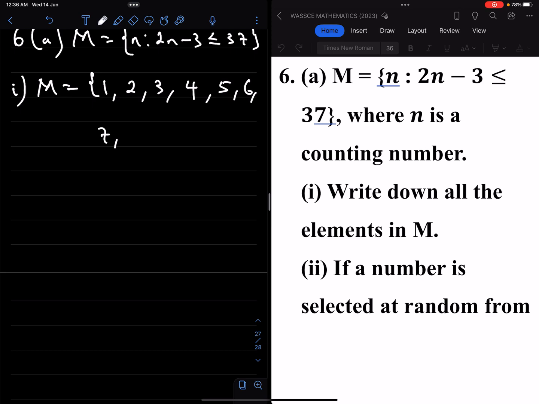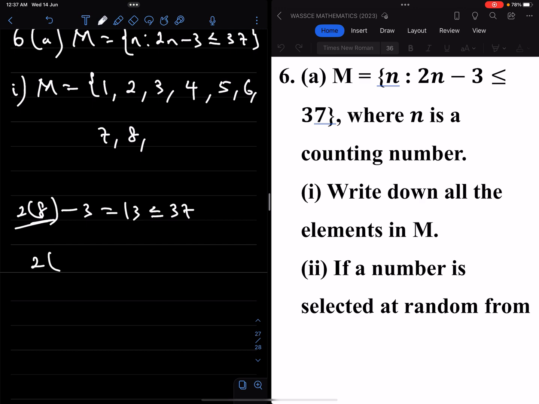We go to 8. 2 times 8 minus 3 is equal to 16 minus 3, which is 13. And that also satisfies the condition less than or equal to 37. It must be less than or equal to 37. That means it's either smaller than 37 or exactly 37. So since 8 satisfies that condition, that means 8 is also an element of the set M.